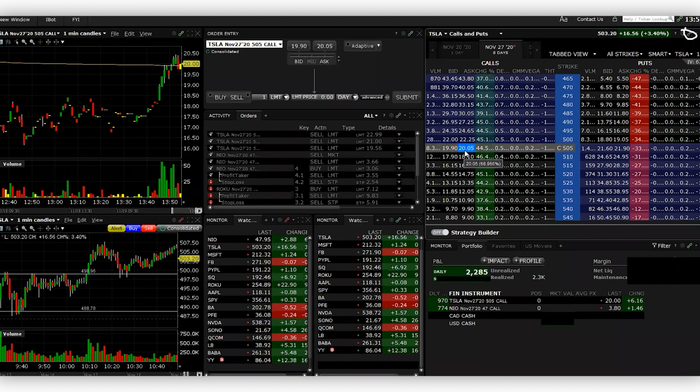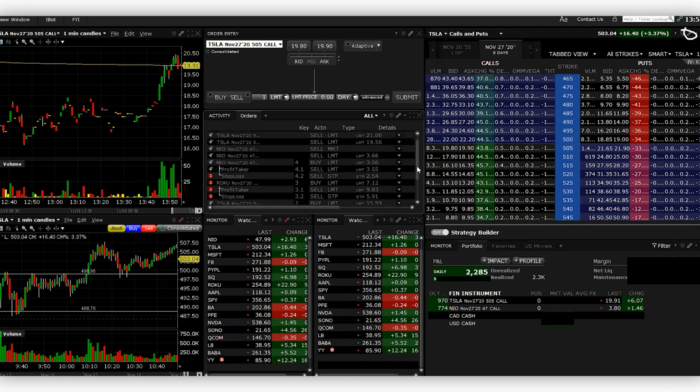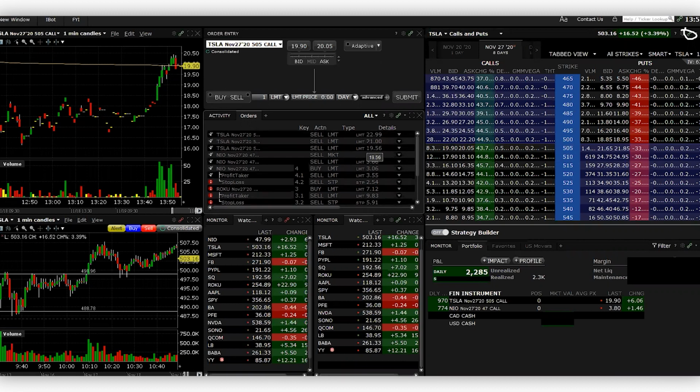1 strike out of the money for about, I think it was like 17-ish, or no, we bought it a little lower than that, 15.59. So we got it at a good price, sold 1 at 19.56, 1 at 21, 1 just shy of 23. So pretty good move from there.